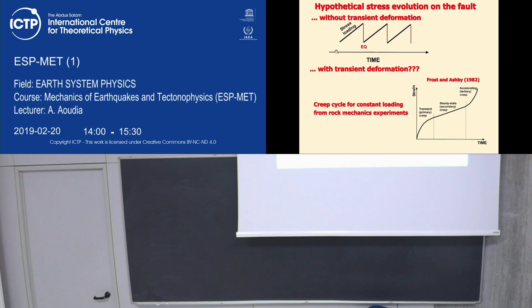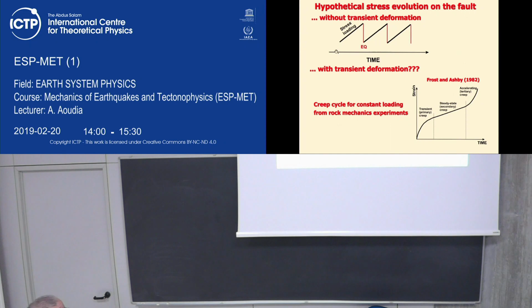This is a very simple model by which you take a fault that is locked, okay, and it gets strained over time, and then the strain at some point builds up till the frictional resistance on the two planes is not able to withstand the elastic restoring forces, and then you get the earthquake. Very simple model. But what we know from rock mechanics experiments is that this is not the case.